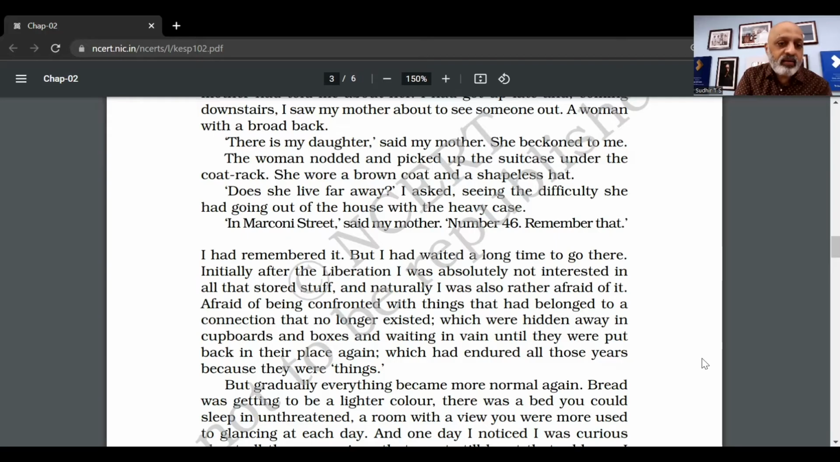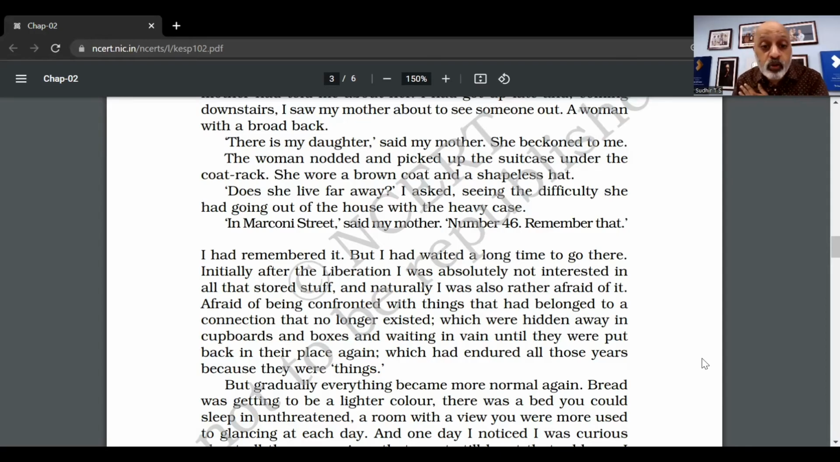Okay. I had remembered it, but I had waited a long time to go there. Initially, after the liberation, that is the end of the war, I was absolutely not interested in all that stored stuff. Liberation, also the liberation of Holland from the clutches of Germany, which lost in the Second World War. And naturally, I was also rather afraid of it. Somehow, when you go through a lot of trauma because of the war, you are afraid of being confronted with things that had belonged to a connection that no longer existed.